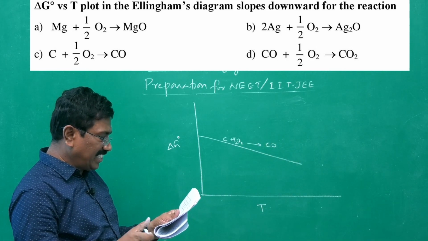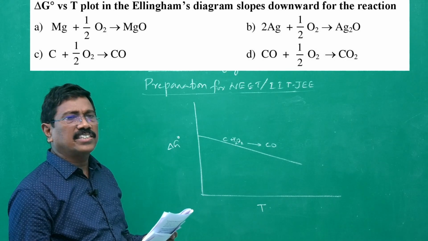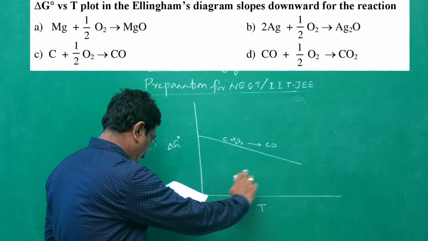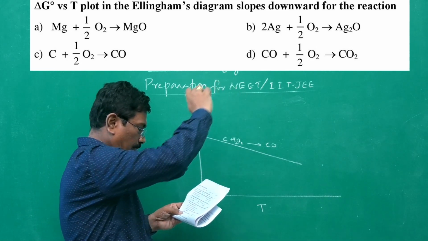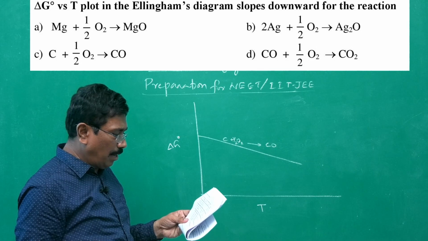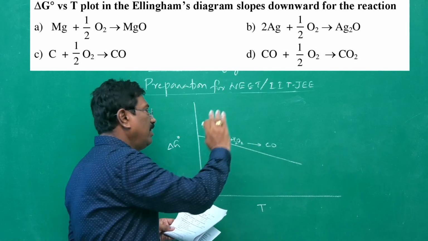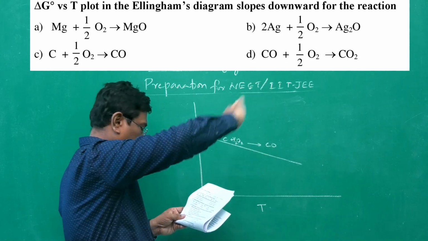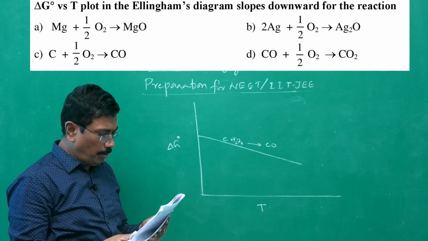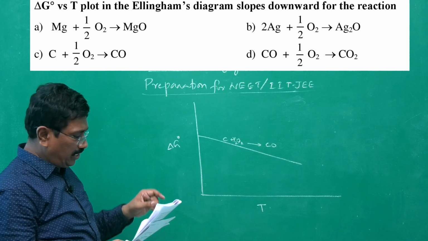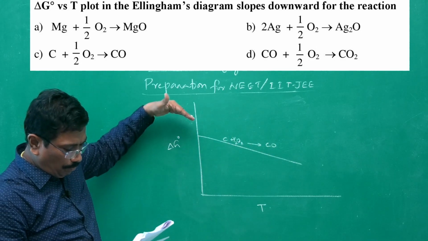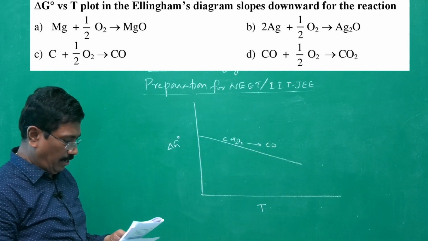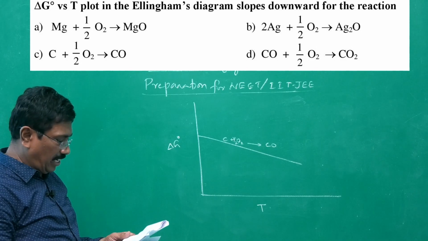So, option C. All other cases, magnesium to magnesium oxide, silver to silver oxide, it goes up here. And then carbon monoxide to carbon dioxide, all these things move upward. So we will be getting a positive slope. Only for the conversion of carbon to carbon monoxide, we are getting a negative slope. The slope is downward for this reaction. So option C is the correct one.